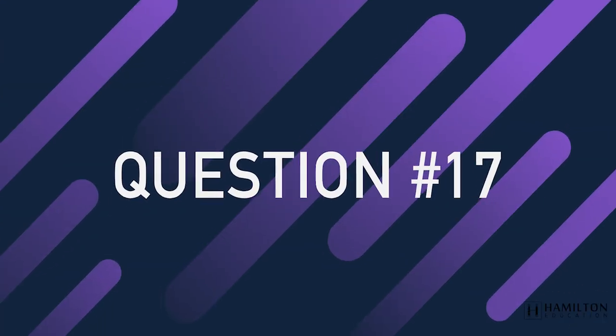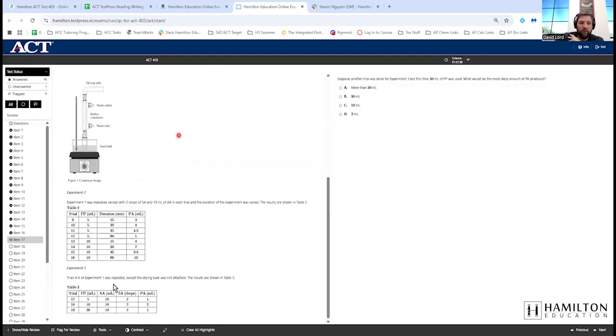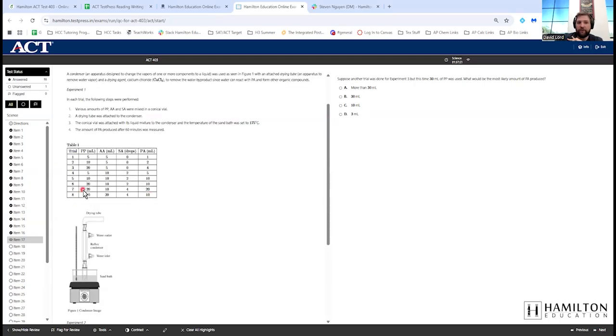Question 17. Suppose another trial was done for experiment 3, but this time 30 milliliters of PP was introduced. How much PA would be produced? Well, we did 5, 10, 20, 10, 10, 10. But one thing we talked about earlier is that removing the drying tube reduced the amount of PA produced. So how much should we expect? Well, I would not expect a lot, especially compared to what we may have seen on here, where if it was 20, 10, and 4, we got 20.